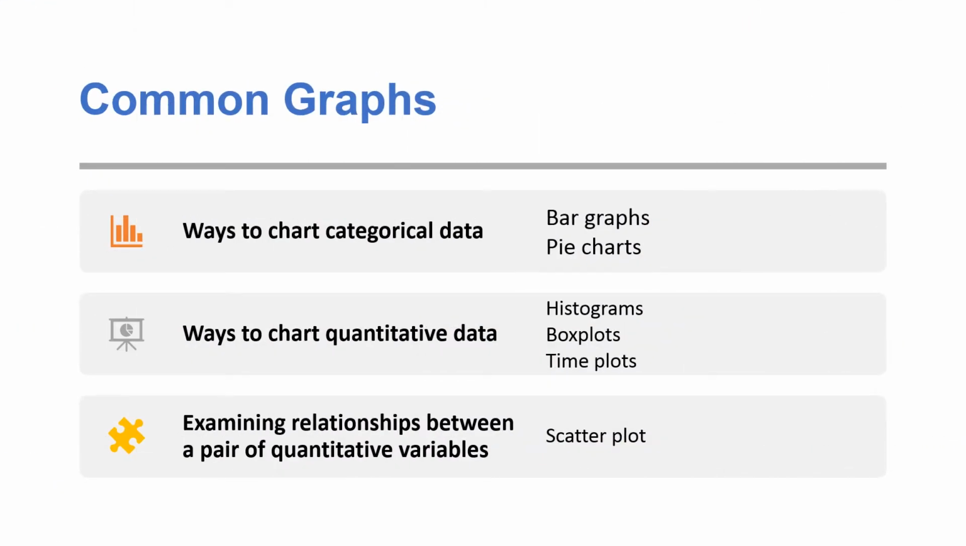Graphs are useful tools for data exploration. For example, bar graphs and pie charts are good for categorical data. Histograms, box plots and time plots are for quantitative data. And scatter plots examine the relationship between a pair of quantitative variables.